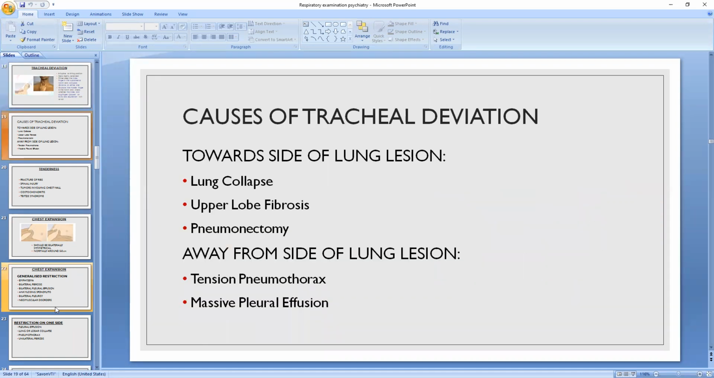Causes of the tracheal deviation: toward the side of the lung lesion can be lung collapse, upper lobe fibrosis, and pneumonectomy. Away from the side of the lung lesion can be tension pneumothorax and massive pleural effusion.